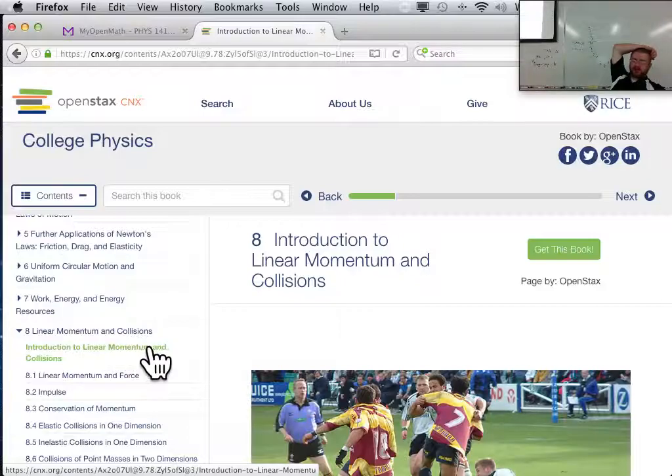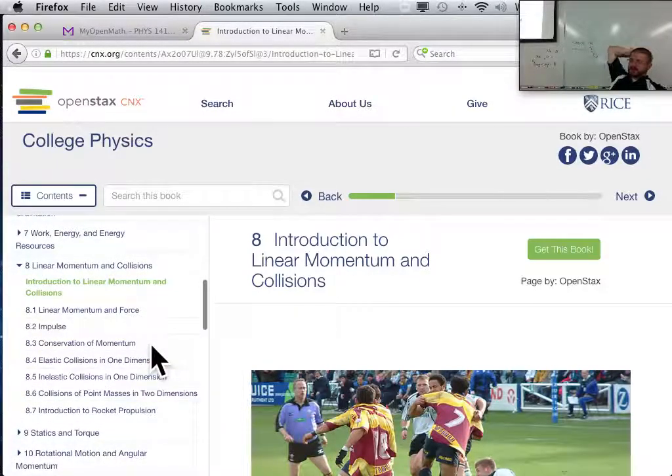So today we're going to do collisions, which was what your lab was all about, so it'll be a little bit of a review and a little deeper delving into what you did in your lab.